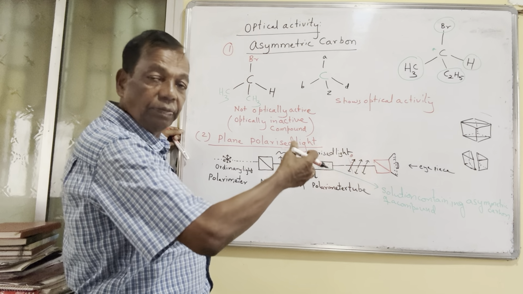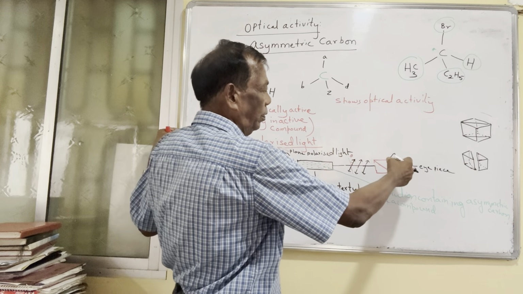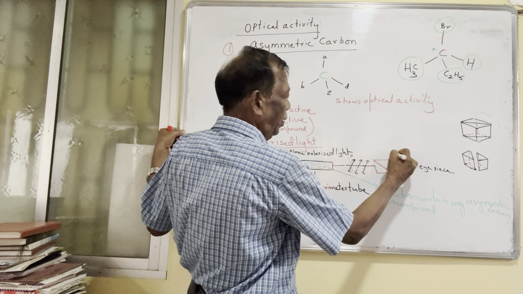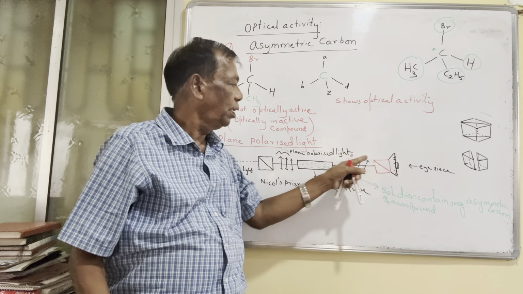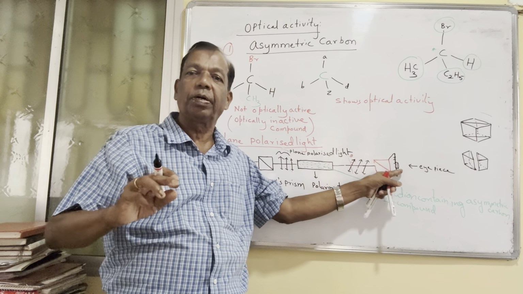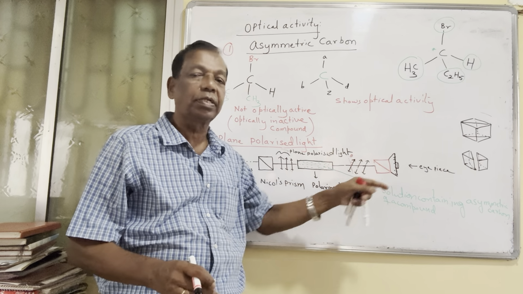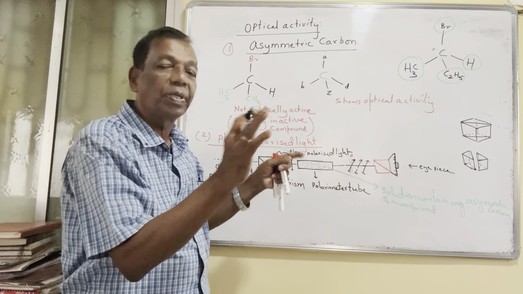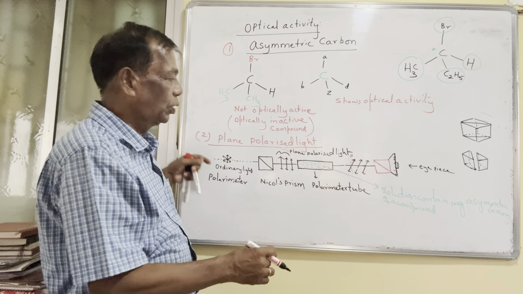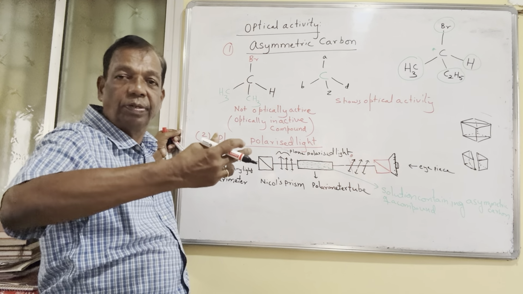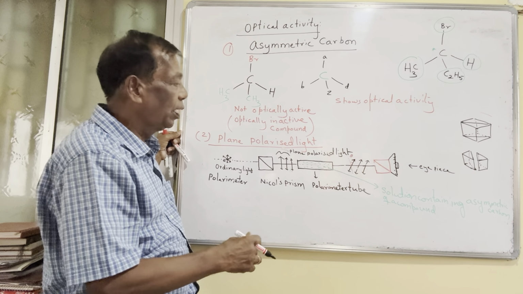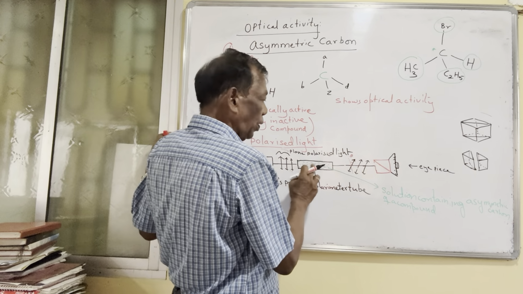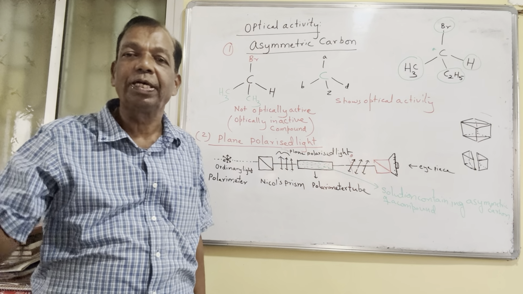But if you turn this vernier scale, you will see this angle. You have to turn it till it becomes the same angle, this angle here and this angle. Then again the light becomes visible. From that you will know how much the rotation is, or to what angle it is rotated. Such compounds are called optically active compounds.